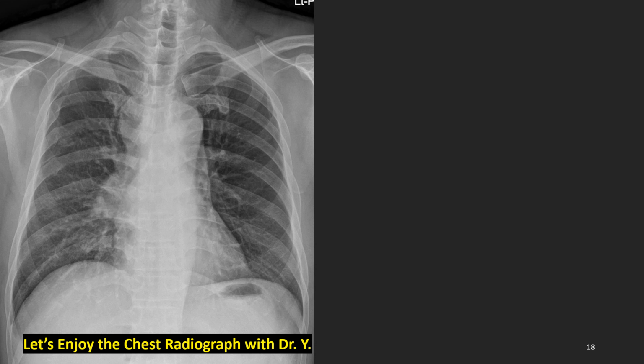This is another case of small cell lung cancer. What do we see?